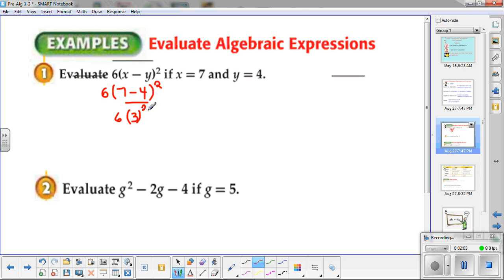Next, after parentheses, remember PEMDAS? I'll put that up here so we remember. After parentheses, it's going to be exponents. So 3 to the second power, remember, is 3 times 3. 3 times 3 is 9. This 6 right next to the parenthesis means multiply. So you could have either left a parenthesis around the 9 or replace it with a multiplication sign. 6 times 9 is 54.